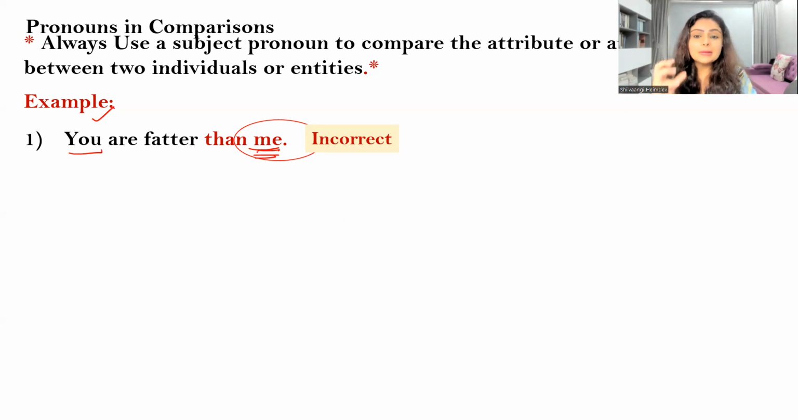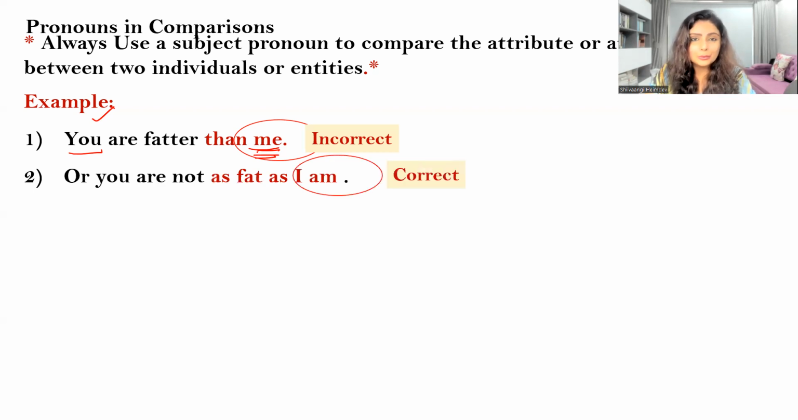Why is this an exception? Because we are comparing an attribute. And whenever we are comparing an attribute, you will never make use of an object pronoun. Instead, you will make use of a subject pronoun. So instead of me, what have I written? You are not as fat as I am, or you are fatter than I am. You cannot settle for an object pronoun, especially in this situation when you are comparing.